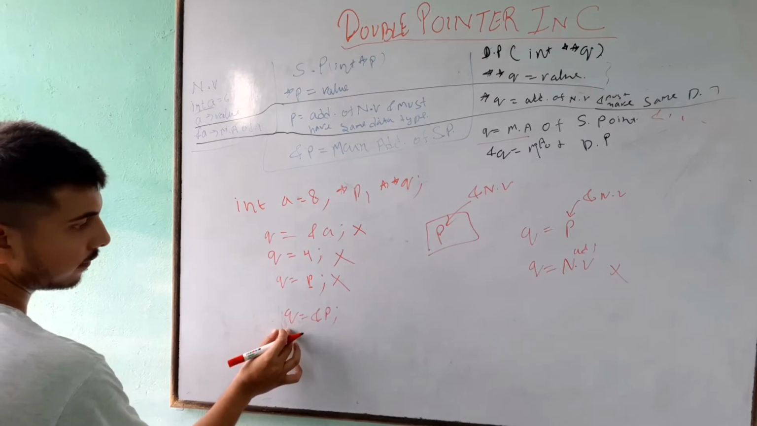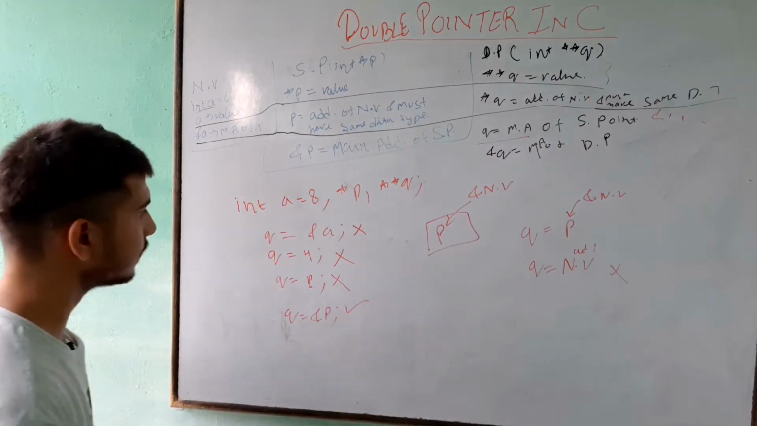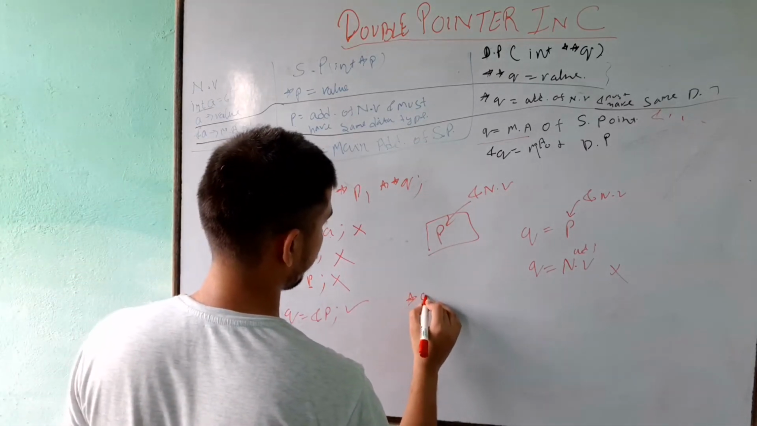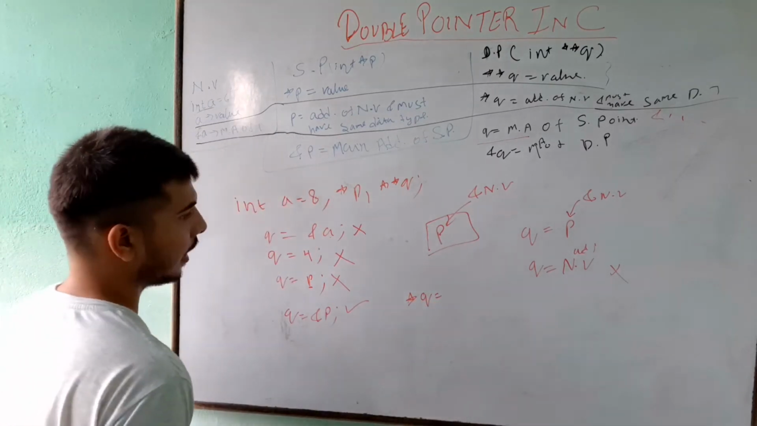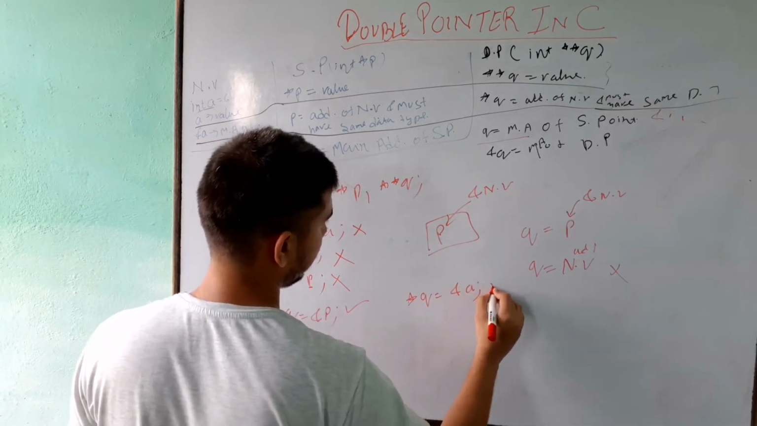the main address of a single pointer, so this is okay. Okay, let's take some other things. If I am writing *Q, I am saying *Q to be &A. Is it okay? Yes, it is okay.